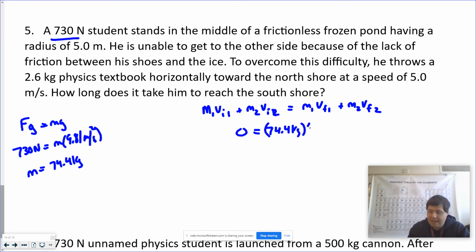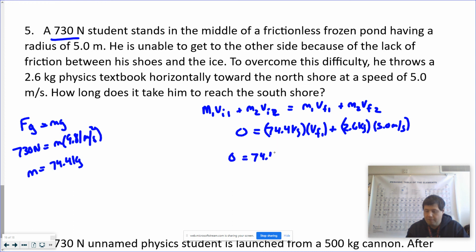And I want to find his or her speed. And then m2, it says the textbook is 2.6 kilograms, and vf2 is 5 meters per second. Now, I obviously made the student the first one, but you could have done it either way. So 2.6 times 5 is 13. So 0 equals 74.4 vf plus 13. And when you solve that out, you're going to get vf to be negative 0.175 meters per second. The negative, of course, just tells you that they're going the opposite direction as the book.